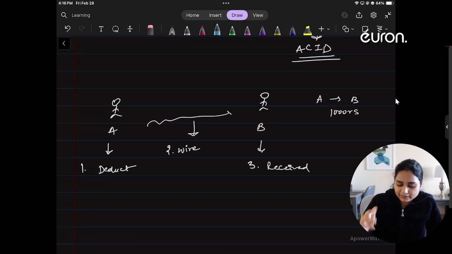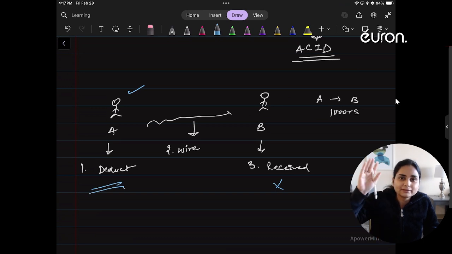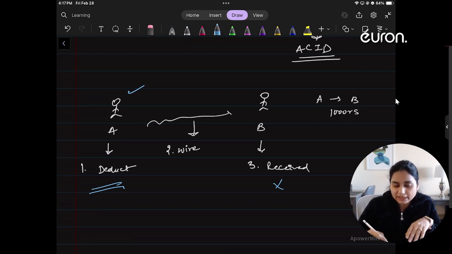Now, let us say this is you. If you are sending 1,000 rupees, will it be okay if any of these steps crashed? What if this step crashed? Will it be okay for you? Of course not. Will it be okay if money is getting deducted, it is sent somewhere on the wire, and your friend is not receiving it at all? If any of these steps fail, that is something you are not going to accept.